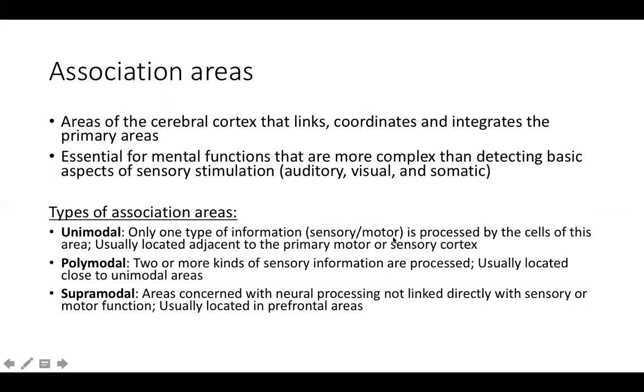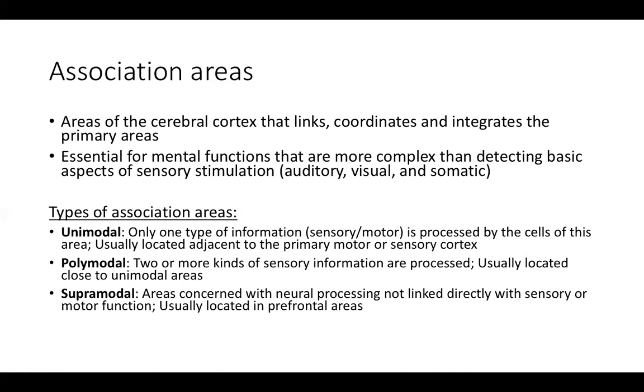These association areas can be divided up into three major types. The first is unimodal, and what that means is that there's one type of information being processed by these cells. It's usually close to the actual primary cortex that it's connected to. So, for example, if it was near a motor cortex, then it would be highly involved with motor processing, but not the primary area that's getting the start of the message that's being sent down.